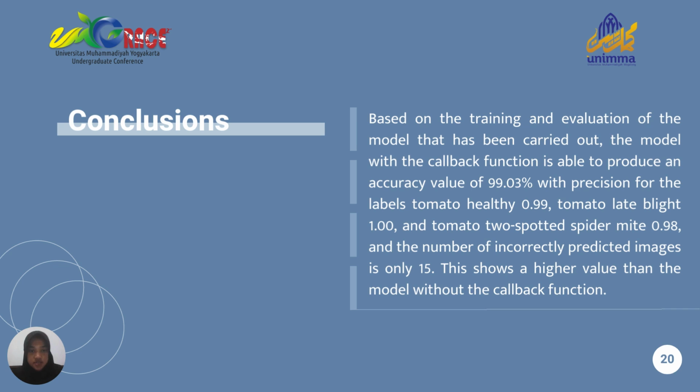So, in the conclusions, based on the training and evaluation of the model that has been carried out, the model with the callback function is able to produce an accuracy value of 99.03% with precision for the labels tomato healthy at 0.99, tomato leaf mold at 1.00, and tomato two spotted spider mite 0.98, and the number of incorrectly predicted images is only 15. This shows a higher value than the model without the callback function.